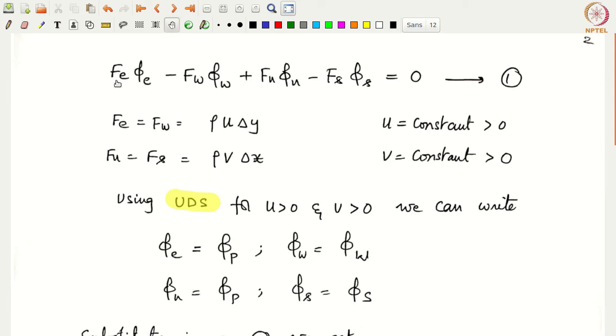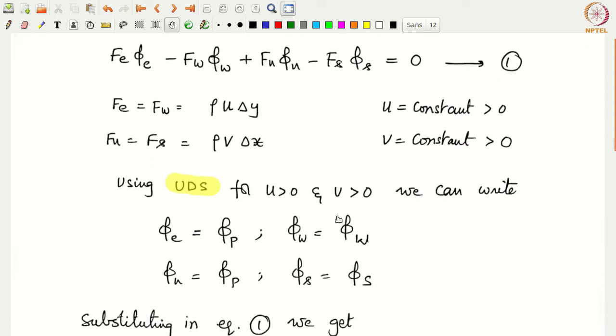That means depending on the flow rate we would use upwind for the dependent variable. Because we have assumed that u is greater than 0 and v is greater than 0, we can now write phi on the east face equals phi capital P, because u is greater than 0. Similarly, phi little w on the west face, because u is greater than 0, will be equal to phi capital W. Applying the same logic, phi on the north face can be written as phi P, because v is greater than 0, and phi on the south face is equal to phi capital S, because v is greater than 0.